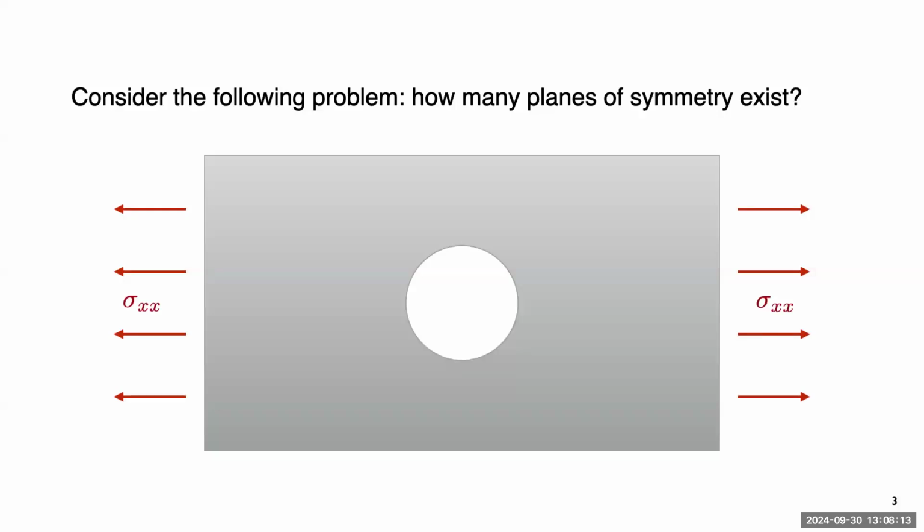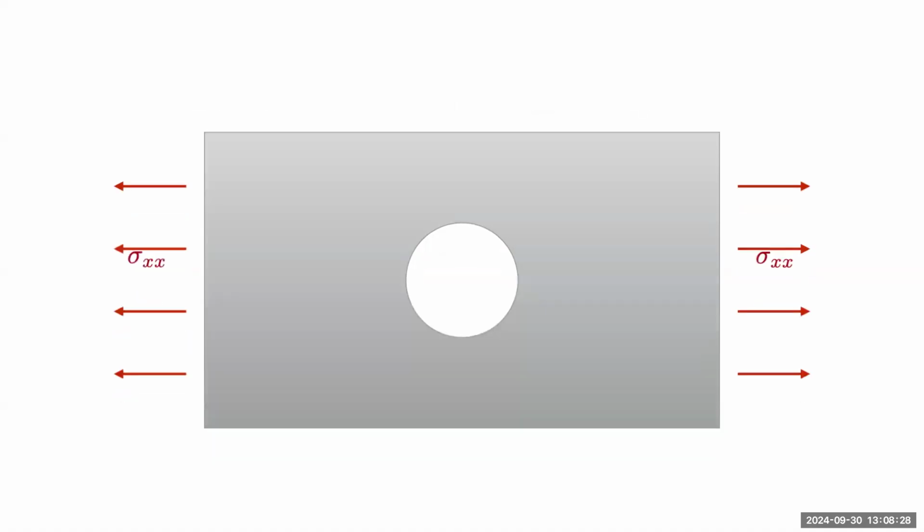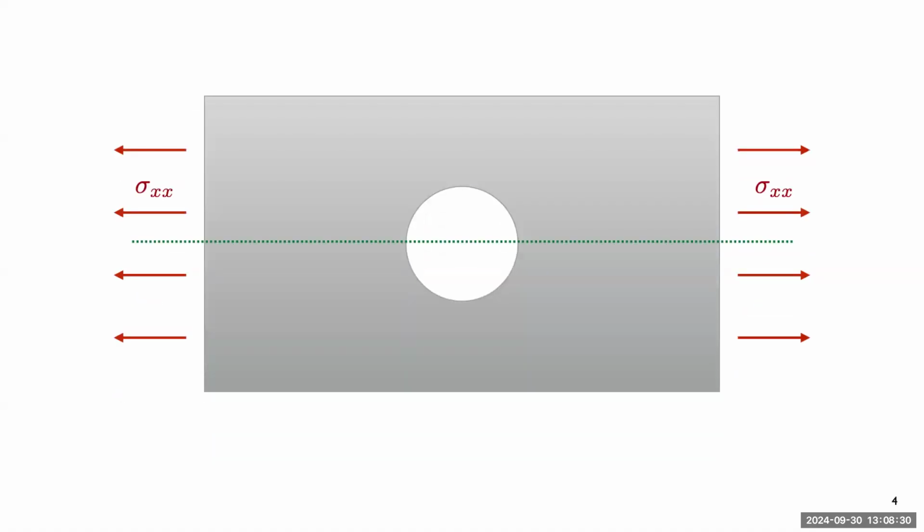Consider the following model. Imagine we have a plate and there's some tension or stress applied, let's say in the X direction, the horizontal direction, on the plate as a whole. So this is like the problem you did in lab 2, this classic Kirsch plate problem. So how many planes of symmetry exist? So you might have a symmetry plane in this direction. So everything on the bottom is a reflection of the top, and also there's a reflection there as well. If it was a thick plate, you might have a symmetry in the third direction as well.